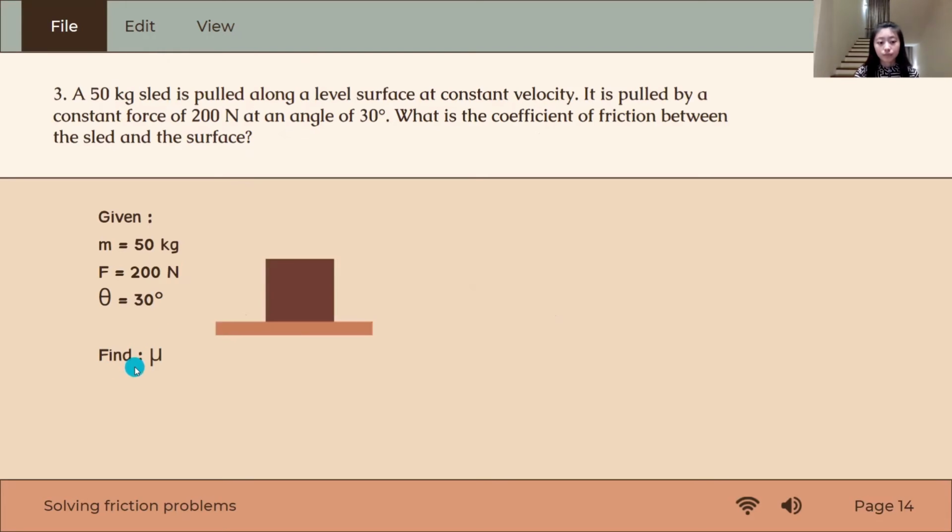Find mu. This is the figure, and we have the weight and normal force, and we have a force that is pulling the sled at an angle of 30 degrees. So there is our frictional force. To answer, we use F equals mu times N.